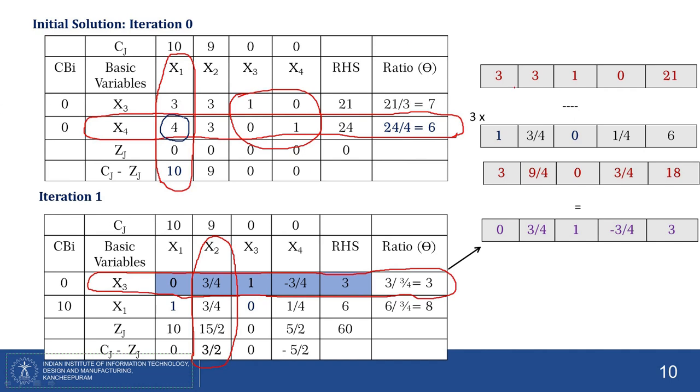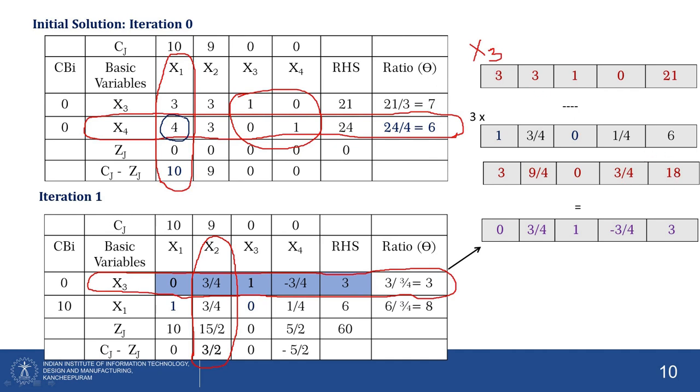Come to this right hand side. I have written the same thing here. Whatever is written in x3, this is old x3. Right? So the elements are 3, 3, 1, 0, 21. Then come to this particular thing, new x1 value. Right? So multiply with 3. 3 times 3 minus 3 times this number. So I'm just writing the new row 1: 3 by 4, 0, 1 by 4, 6. Multiply with 3: 3, 9 by 4, 0, 3 by 4, 18.